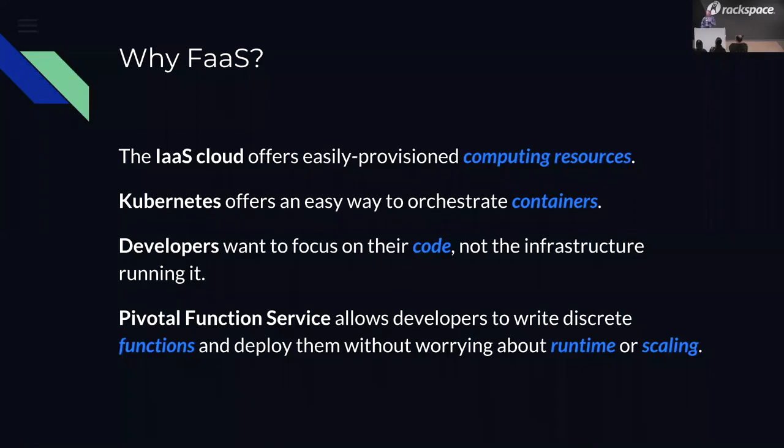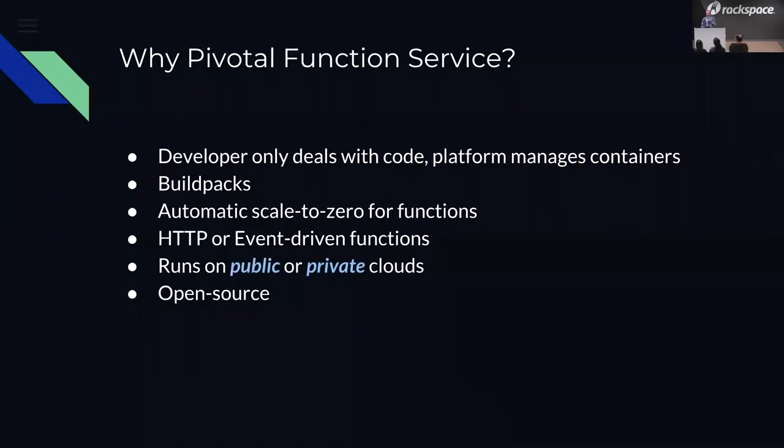So with PFS, I deal with the code. It uses these things called build packs, if you're familiar with the Pivotal Cloud platform as a service offering. It has an automatic scale to 0. So if my function is not being used, it'll put it to sleep. I can use HTTP or I can do event-driven functions, and I can run it on public and private clouds. So if you have a Kubernetes cluster, you can run it. It's also open source.